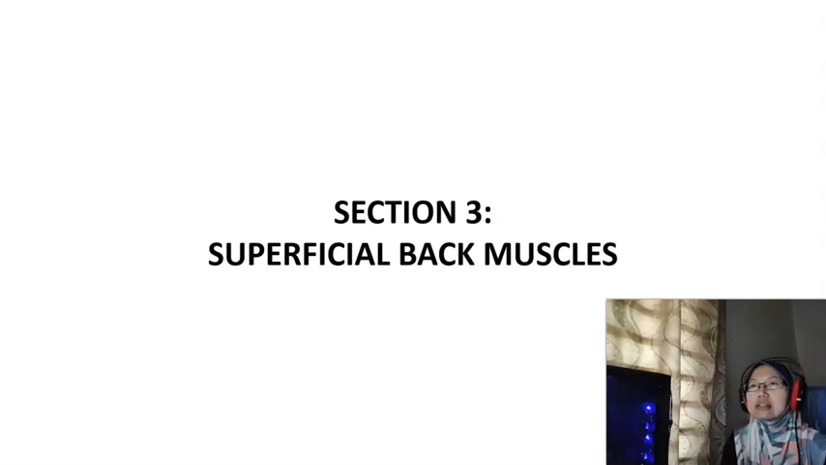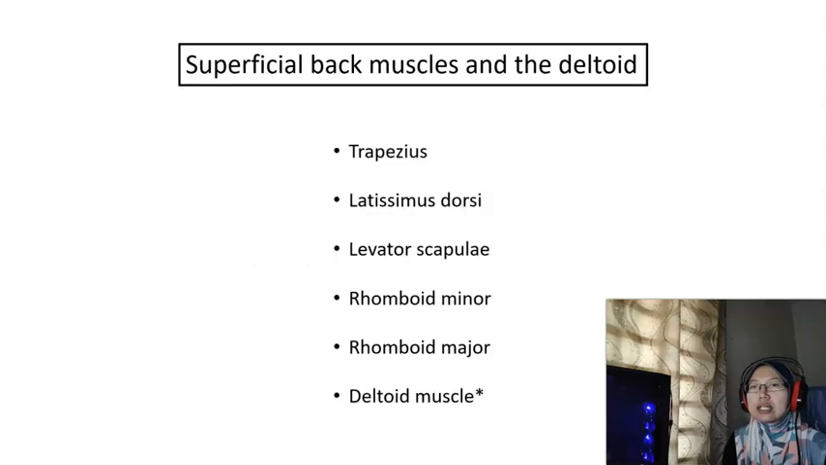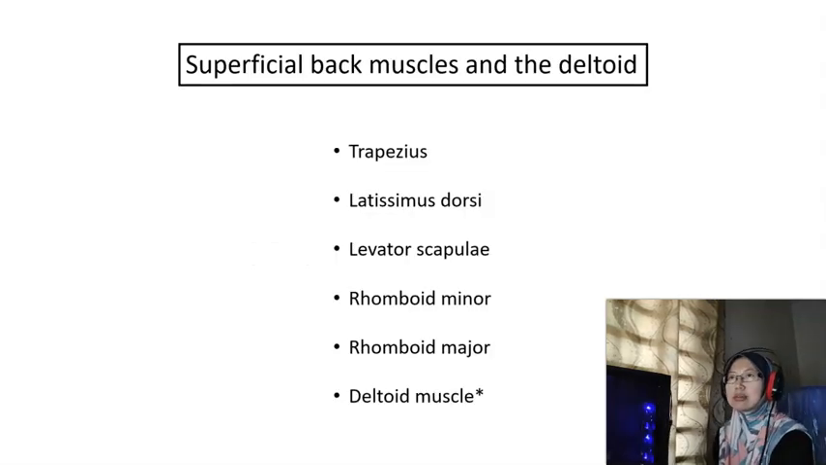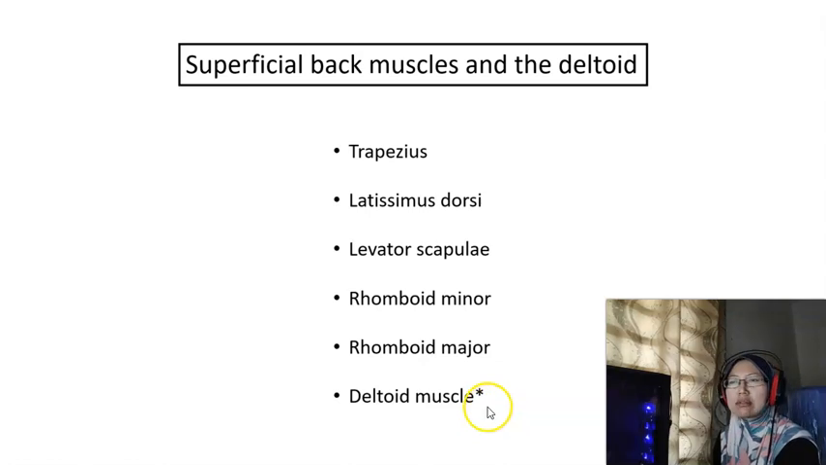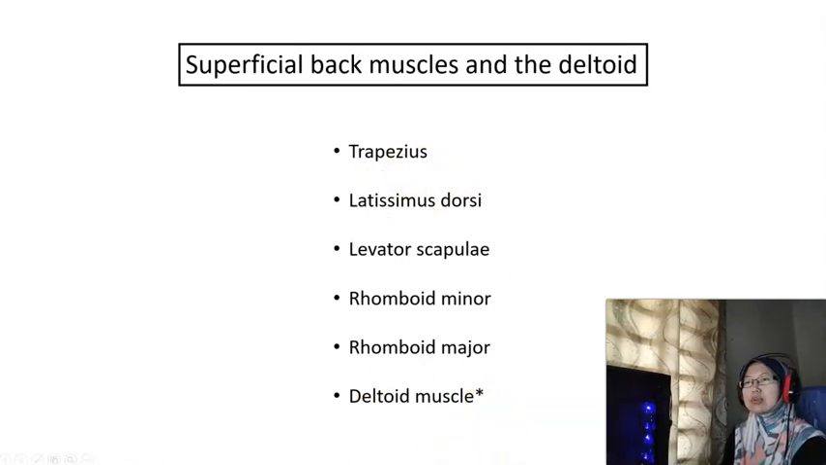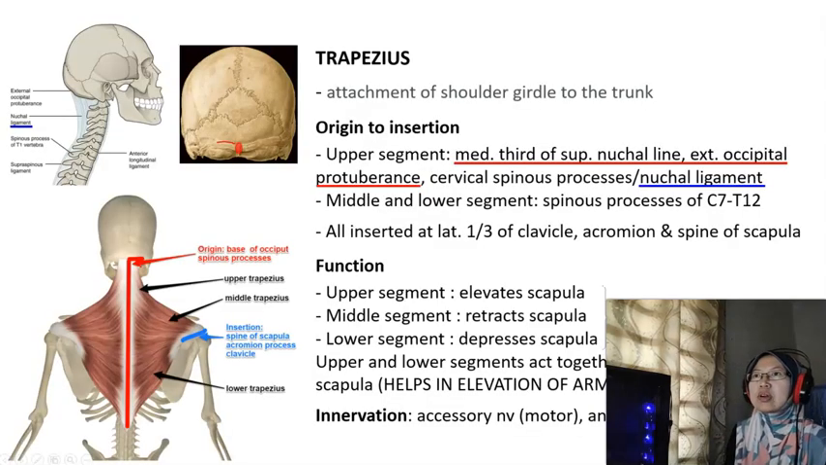So now for section 3, superficial back muscle. Okay, this is a long lecture, I'm sorry about that. Superficial back muscle, we have actually 5 muscles. Deltoid is not a back muscle, but I include it here because I don't know where else to include it. But I need to teach you deltoid muscle because it is a very important muscle for upper limb, yeah. Okay, trapezius.